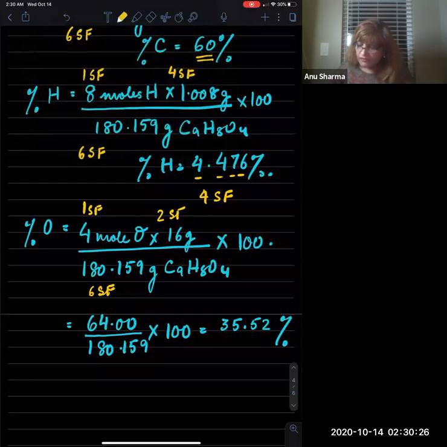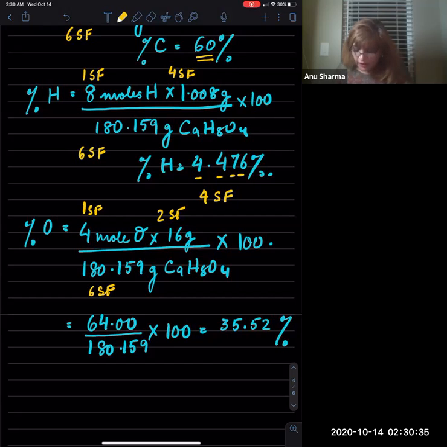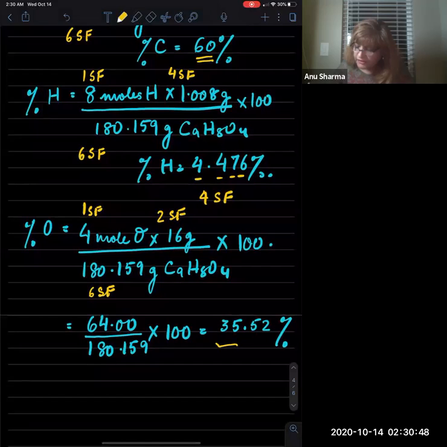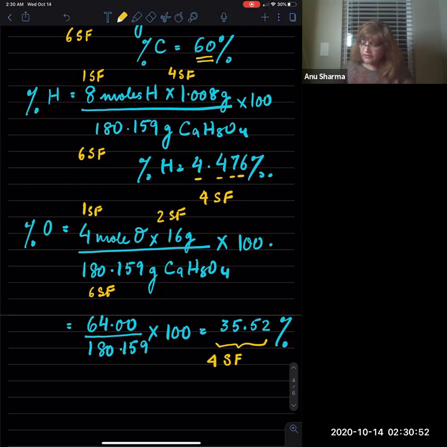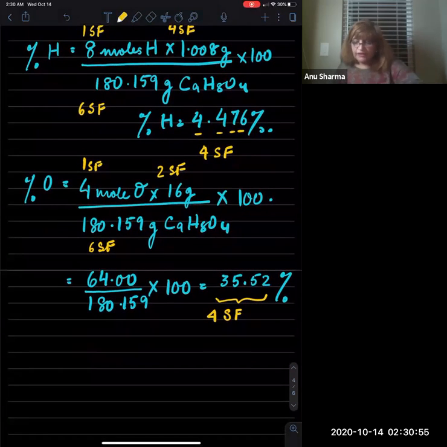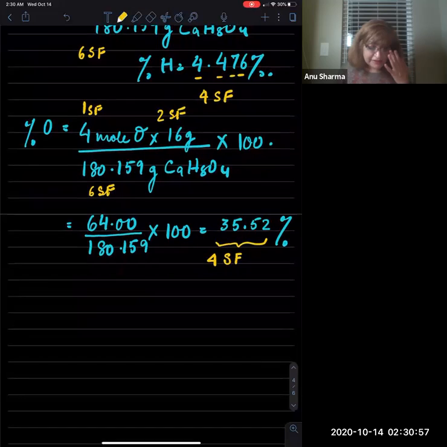Here we have the significant figures. When we calculated 16 times 4, we got 64, which has 2 significant figures. But we need to put 64.00, so we get 4 significant figures here. That's the thing with each of these components.